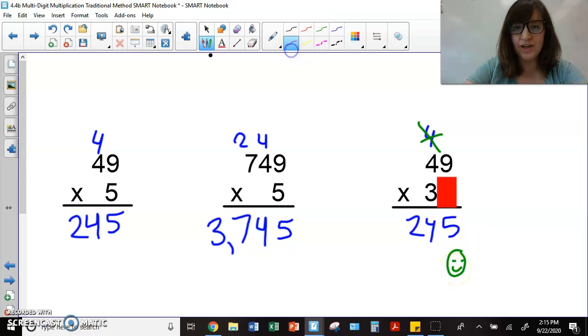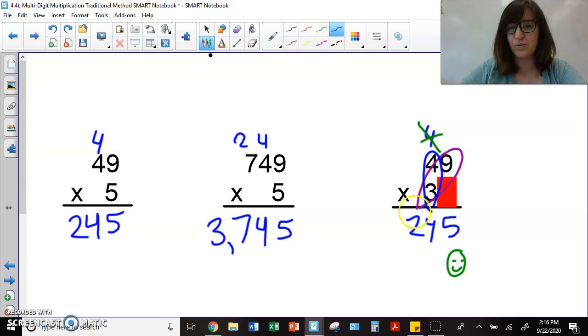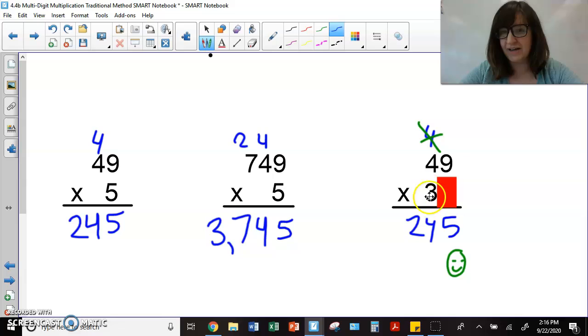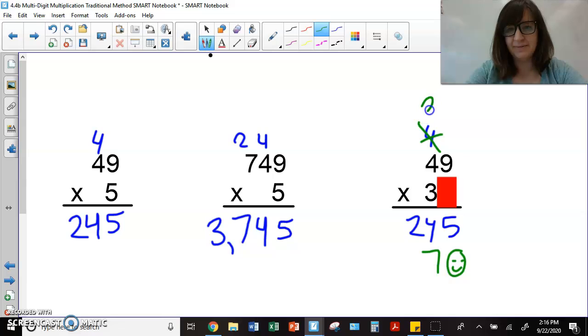Okay, now we are going to multiply 3 times 9 and then 3 times 4. So we're going to multiply by my ones place and by my tens place. So we're always multiplying from right to left, the opposite direction of what you read. The only difference is now we're multiplying this number 3 instead of this number 5. So 3 times 9 is 27. So I'm going to write my 7 at the bottom and I'm going to carry my 2. 3 times 4 is 12. 12 plus 2 more is 14. There's nothing left to carry over, so I write it.